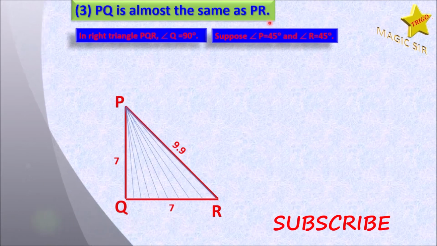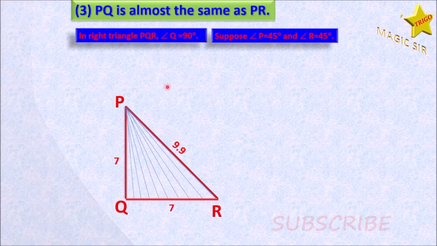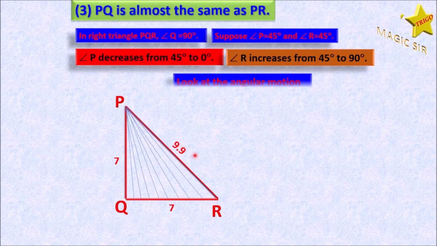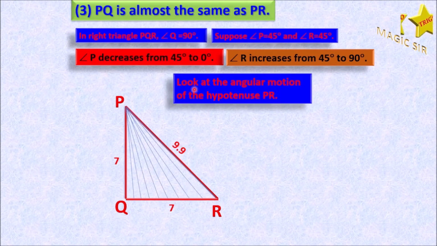In right triangle PQR, angle Q is equal to 90 degree, angle P is equal to 45 degree, and angle R is equal to 45 degree. We have observed that angle P decreases from 45 degree to 0 degree and angle R increases from 45 degree to 90 degree. Let PQ equal to 7, QR equal to 7 units, and hypotenuse PR is equal to 9.9 units. Look at the angular motion of the hypotenuse PR.